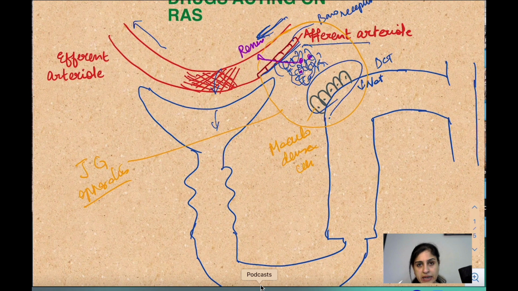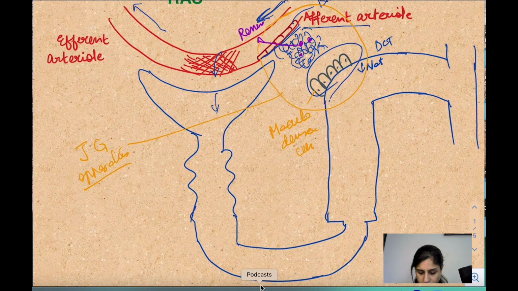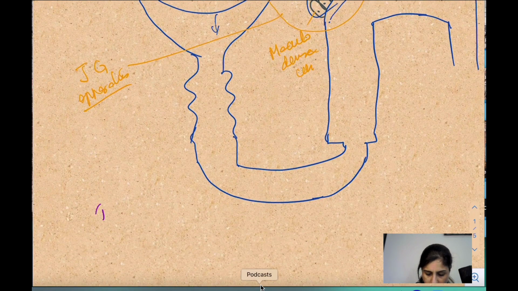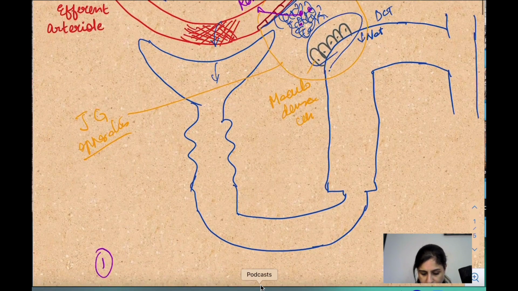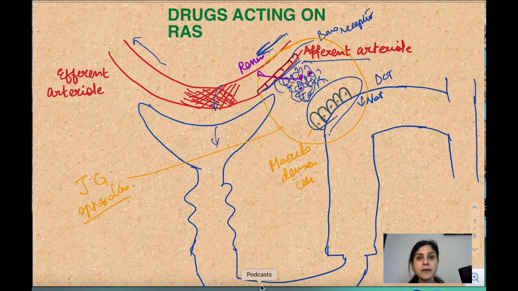So how is renin released into the circulation? What is the trigger for release of renin? Number one is when there is a decrease in the renal blood flow. So see what happens, let's say a patient has congestive heart failure. Obviously when the heart fails, in congestive heart failure there is a decrease in the cardiac output. When cardiac output is decreased, blood flow to all the organs is going to be decreased. So blood flow to the kidneys is also going to be decreased.